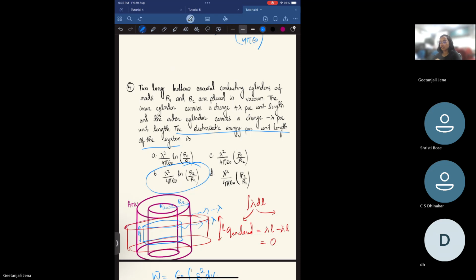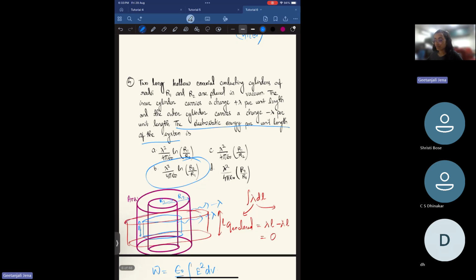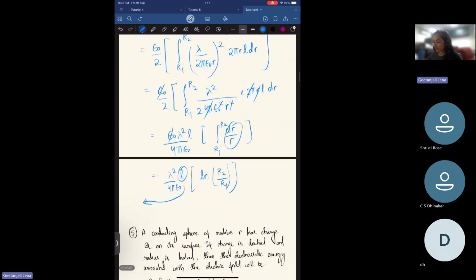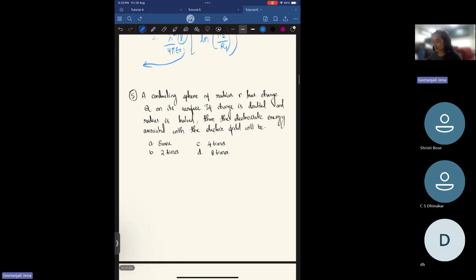Just calculate the electric field whenever you are given a charge distribution. If it is discrete, you have to sum over all the charges. You have to bring one charge at a time, then see how the energy is increasing. But for a continuous charge distribution, you can find the electric field in different regions, then use the integration formula to find the electrostatic energy. Okay, I hope that is clear. Now we'll see the next problem.